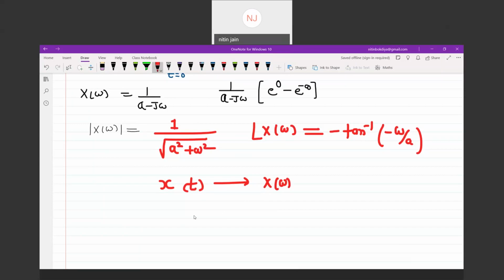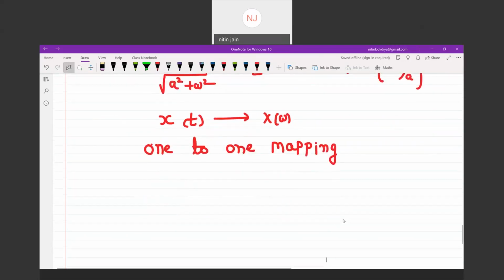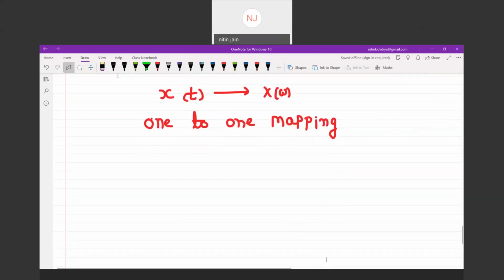So this is one-to-one mapping. The Fourier transform is one-to-one mapping. Now, can I have the Fourier transform for a third function?